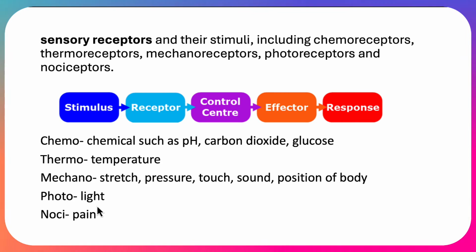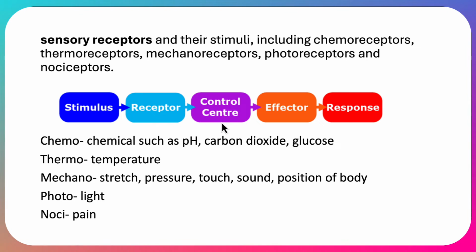Photoreceptors detect light in the eye. Nociceptors detect pain. So these are, I'll just show you here, nociceptors. Okay, all of the others are something receptor. For noci, they're nociceptors. Okay, so they're all pretty straightforward. These are all the types of receptors.